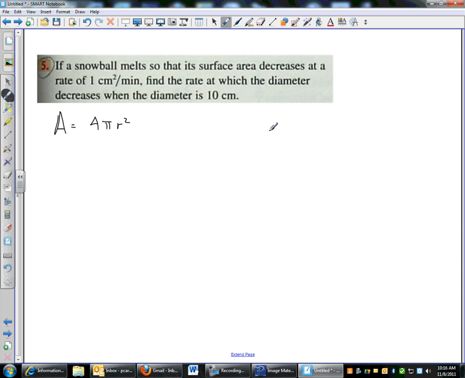Okay, diameter is 2r. I agree with that, right? And we also know that the diameter is 10. Is the diameter always going to be 10? No, snowball's going to melt, right? So the diameter will decrease. It'll get a little bit smaller as we keep moving. All right. What else do we know?